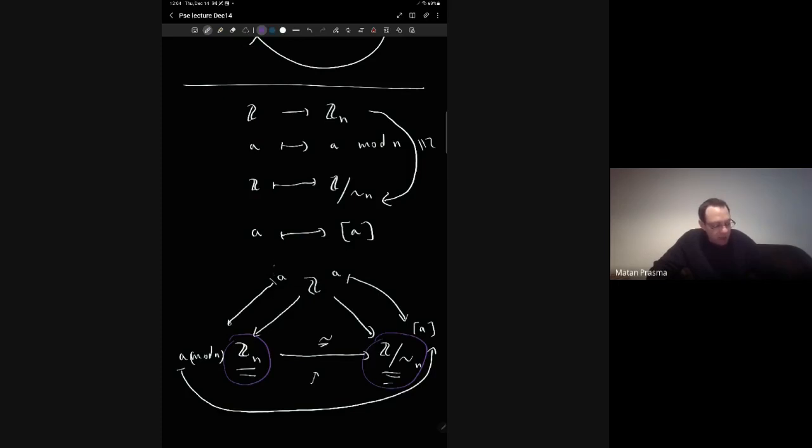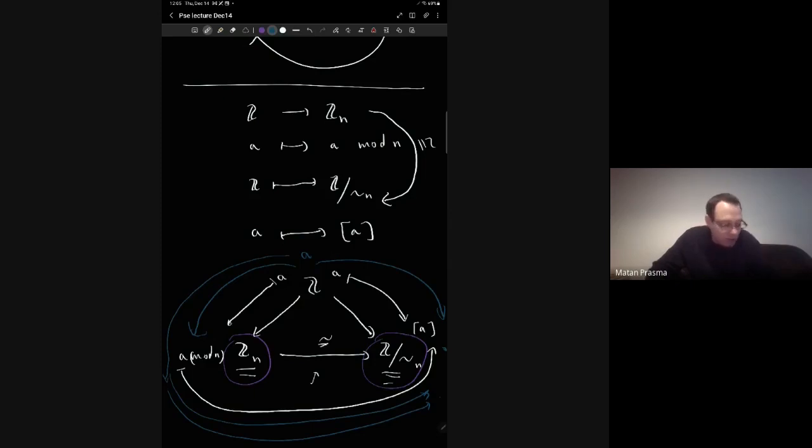maps. On one hand, I could take the quotient map here. On the other hand, I could take the quotient map here. And under this isomorphism, I get the same. If I start from an element A here, I could take the modulo n and then the equivalence class of the modulo n result. On the other hand, I could just immediately take the equivalence class of A, and I get the same result. This is called a commutative diagram.